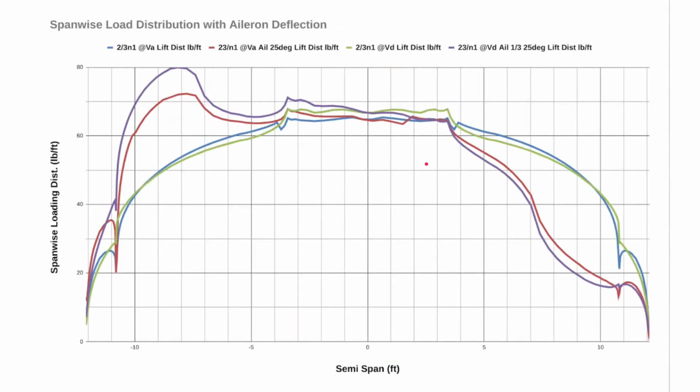So here are those load distributions. Now I didn't put the condition A on here. If you remember right, that's about 100 pounds per foot up here in the fuselage area.